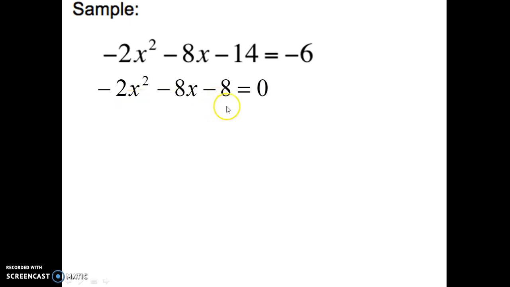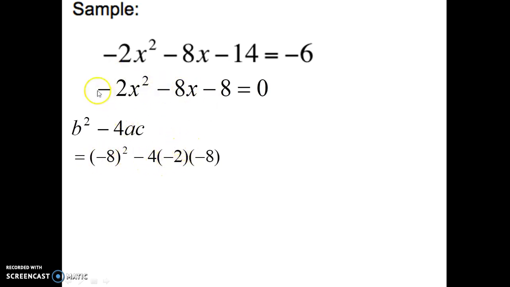Now let's apply the discriminant, b squared minus 4ac. B value is negative 8, so we have negative 8 squared, minus 4 times a value negative 2, and c value is negative 8. So there's our discriminant. Negative 8 squared is 64, and all this multiplied, we have a negative, negative, negative. 3 negatives make a negative. It makes 64 also. Turns out we have 64 minus 64. That equals 0. So the discriminant is 0. And again, when a discriminant equals 0, we know there will be only one solution.